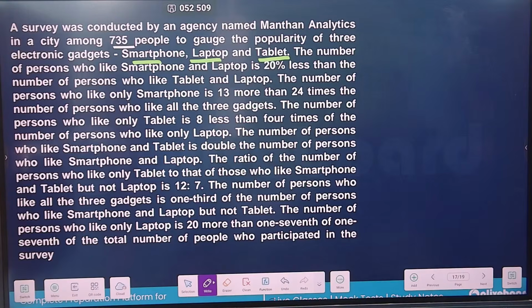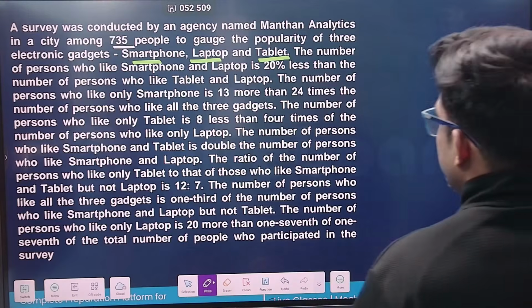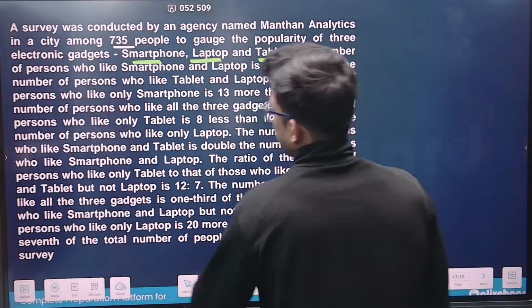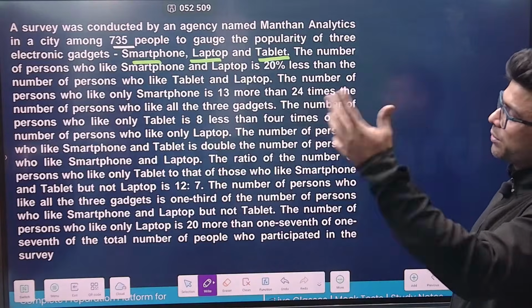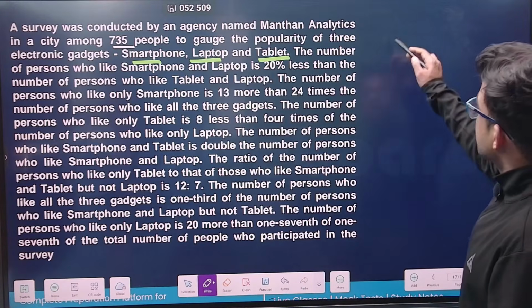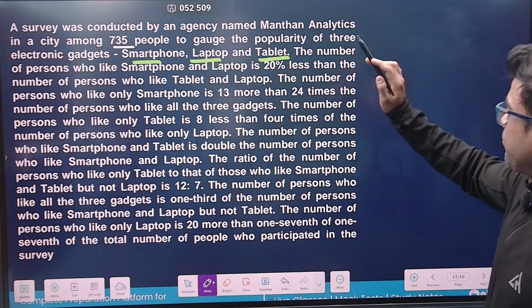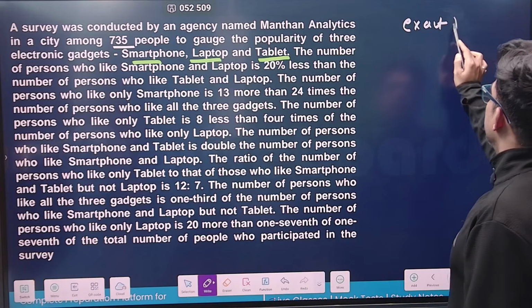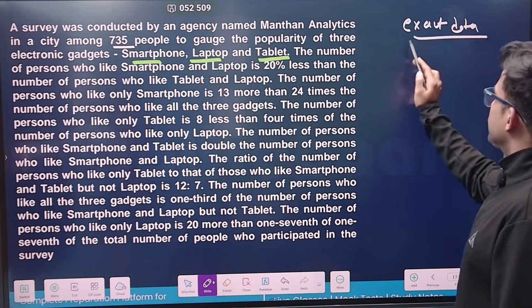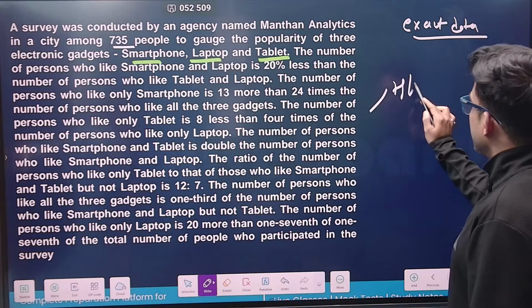You can solve this interesting question, and some of the points are given to us. Whenever such kinds of problems come, you are likely to think there is a very big problem, sir, it cannot be solved. Search for the exact data. This is also homework for you, everybody.